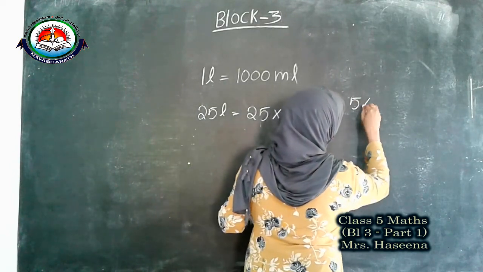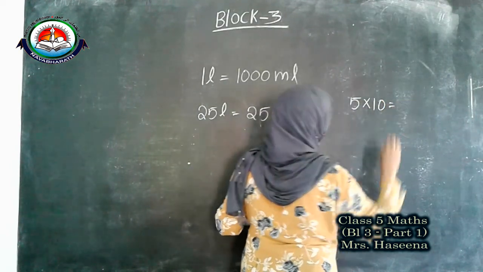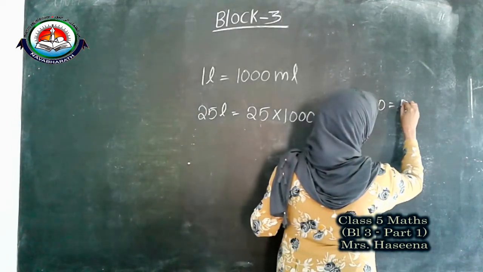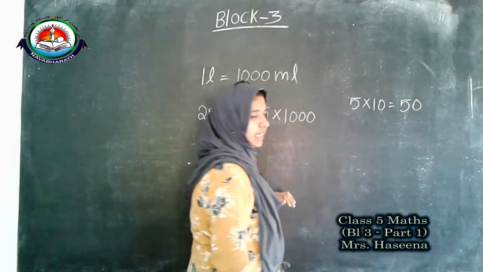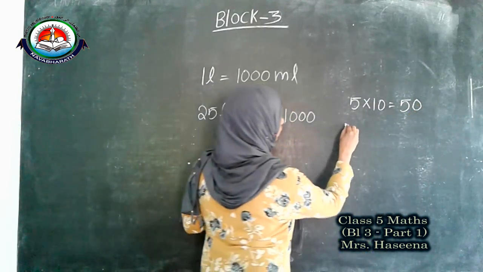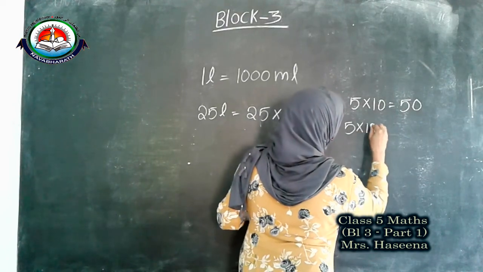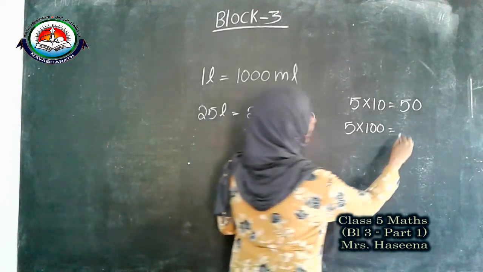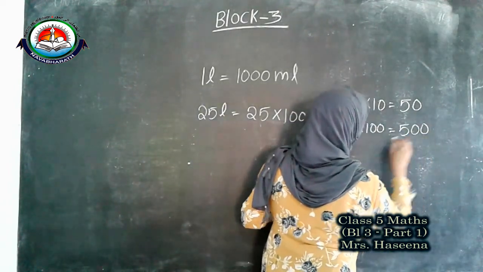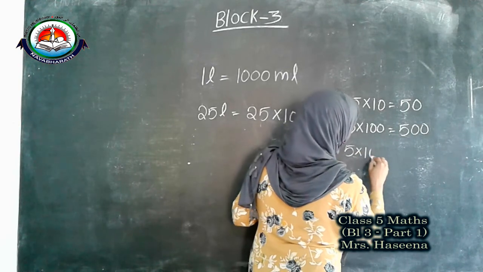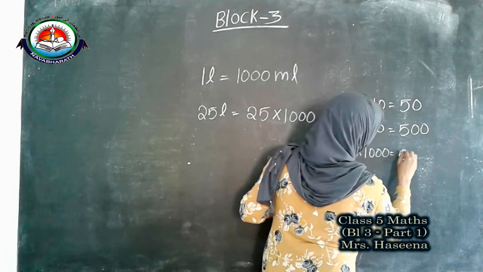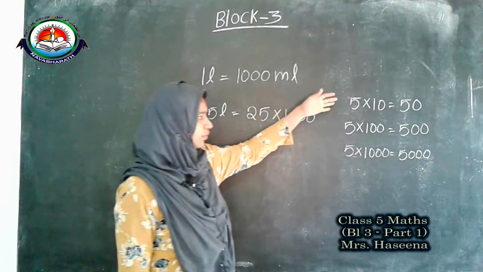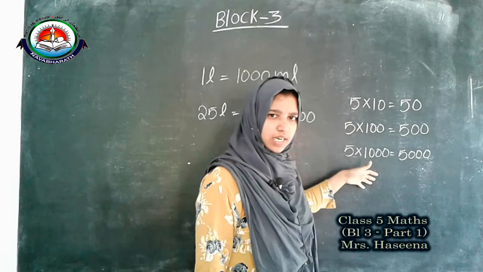What is 5 into 10? 5 into 10 is equal to 50. Okay. Then what is 5 into 100? 5 into 100 is equal to 500. What is 5 into 1000? 5 into 1000 is equal to 5000.